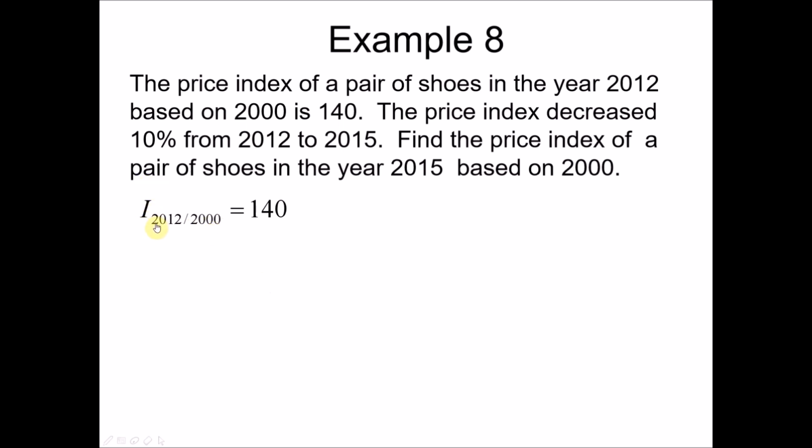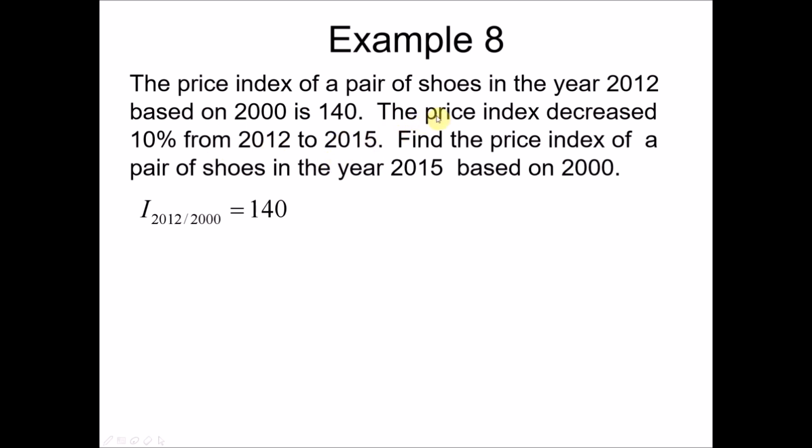Okay, so this means that this is the price index in the year 2012. The stroke here means based on the year 2000, is 140. This information comes from the first sentence. Then the price index decreases by 10% from 2012 to 2015. So 2012 is the base year and 2015 is the current year.